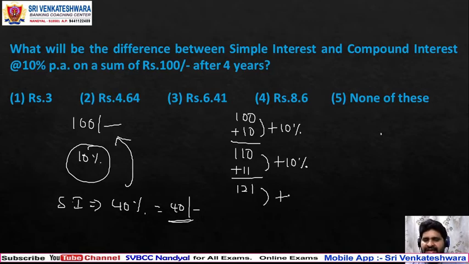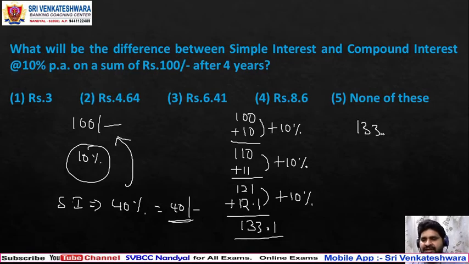So next case, again 10%. 10% on 121 is 12.1, which is 133.1. So I'll continue here. Third case, on 133.1, I have to take it, fourth case. Now we have to take 10% on 133.1.